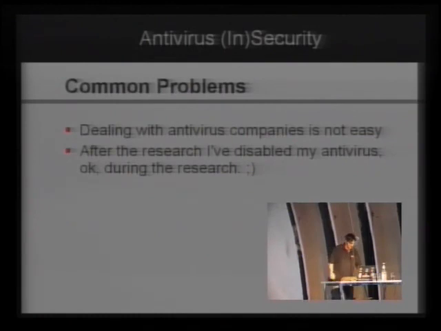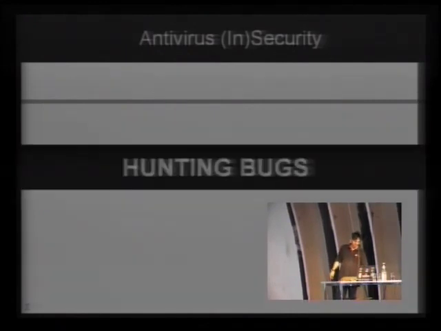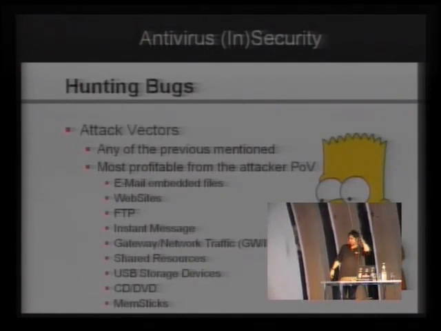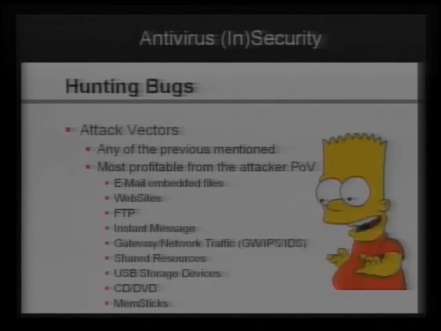Okay, yeah, during the research, as you can imagine, I had to disable my antivirus. So which are going to be our attack vectors, the ones that are useful and juicy when we want to attack antivirus software? We have all the things that I mentioned before. That could be locally or somehow remote. But from the attacker's point of view, what are the things that you are going to use the most?